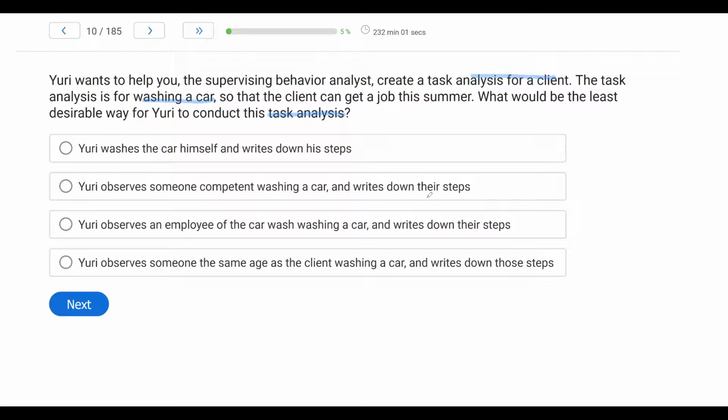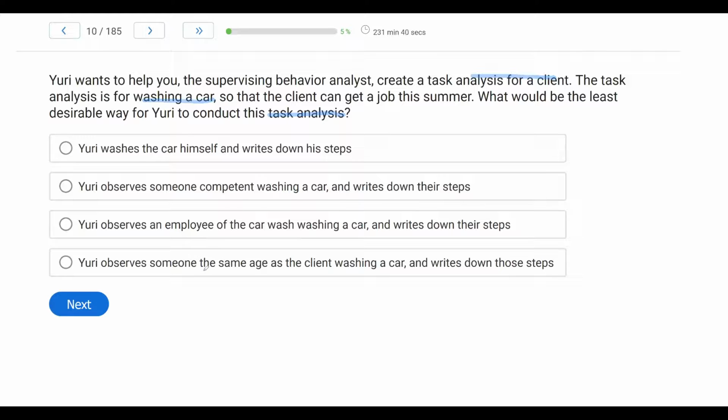A is okay. B. Yuri observes someone competent washing a car and writes down their steps. Absolutely. Totally fine to watch someone competent at the skill and then write down their steps. C. Yuri observes an employee of the car wash washing a car and writes down their steps. Sure. Somebody who is in the business, somebody who is part of the job of washing the car that the client wants to get seems like a pretty good option.